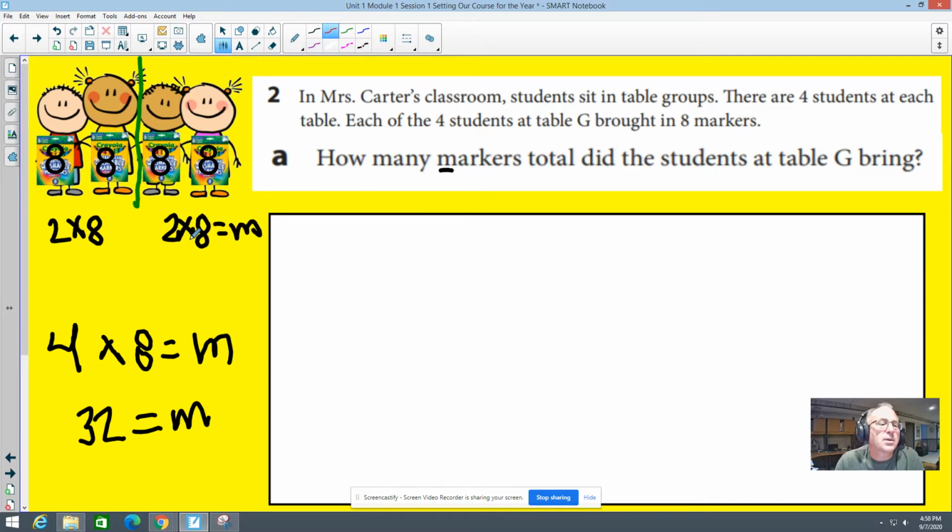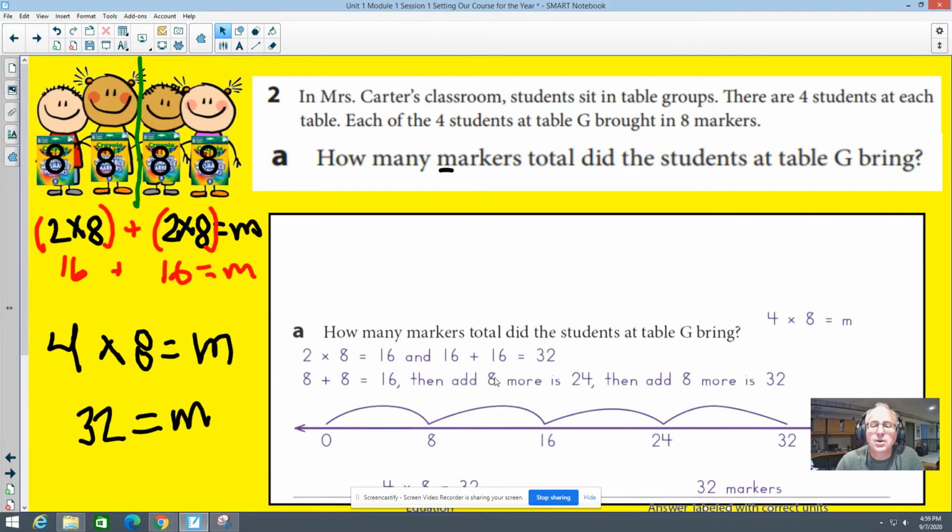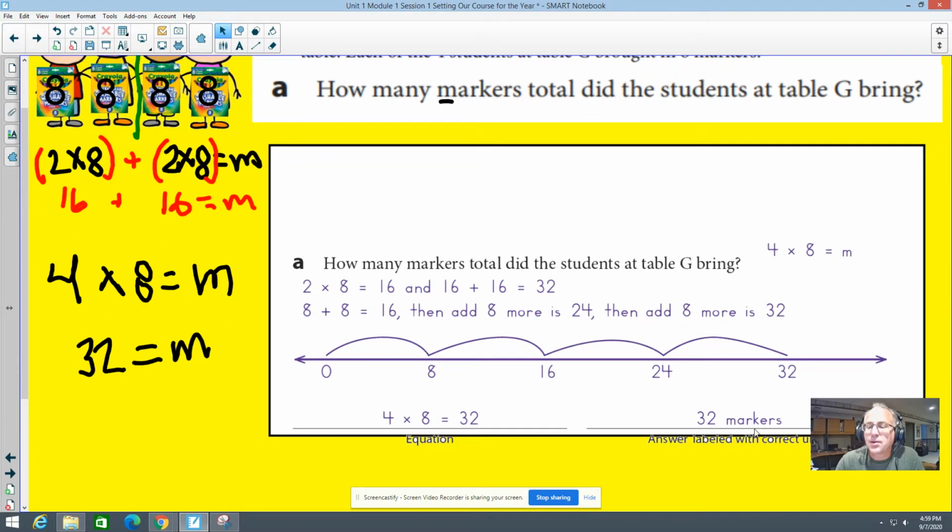Now remember, this is adding it together, and we're going to put them in parentheses since we're doing the two groups, because we always do our parentheses first. So this, and then we do our addition. So it'd be 16, we solve that, plus another 16 equals M, and again, M would be 32. So pretty cool. And then make sure you use your markers for your unit.